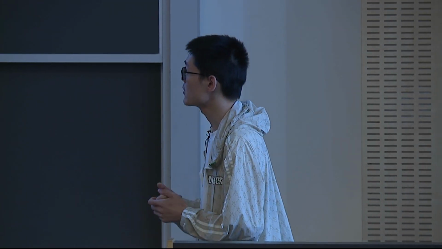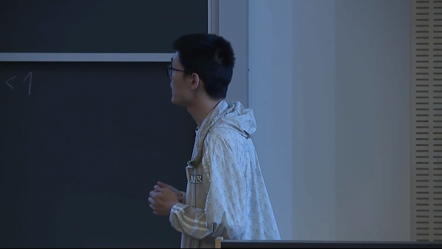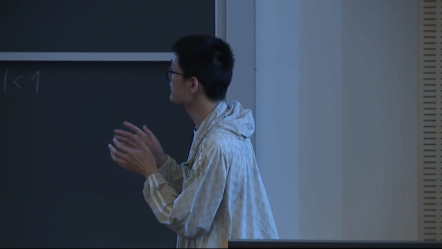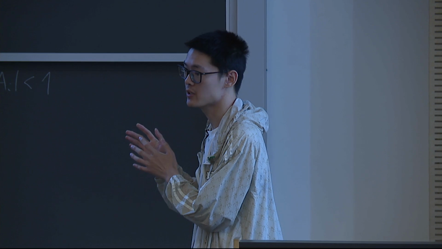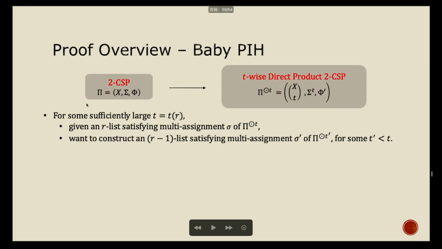Let's see an example. So here's a 3-list satisfying assignment for pi to the power of 4. There should be 10 choose 4 many variables, but due to the page limit, I only draw some of them. And we can see every consistency check constraint is satisfied by some pair of assignments for each pair of size-t subsets.